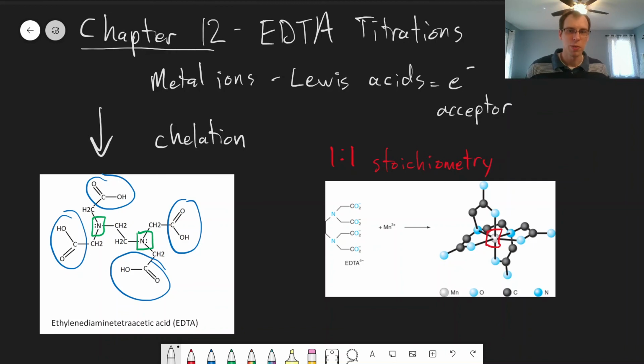There's one additional one that we've skipped over, which is redox titrations, where we use oxidation reduction reactions to measure concentrations of species in solution. But this is a brief introduction to EDTA and how it reacts with metal ions.